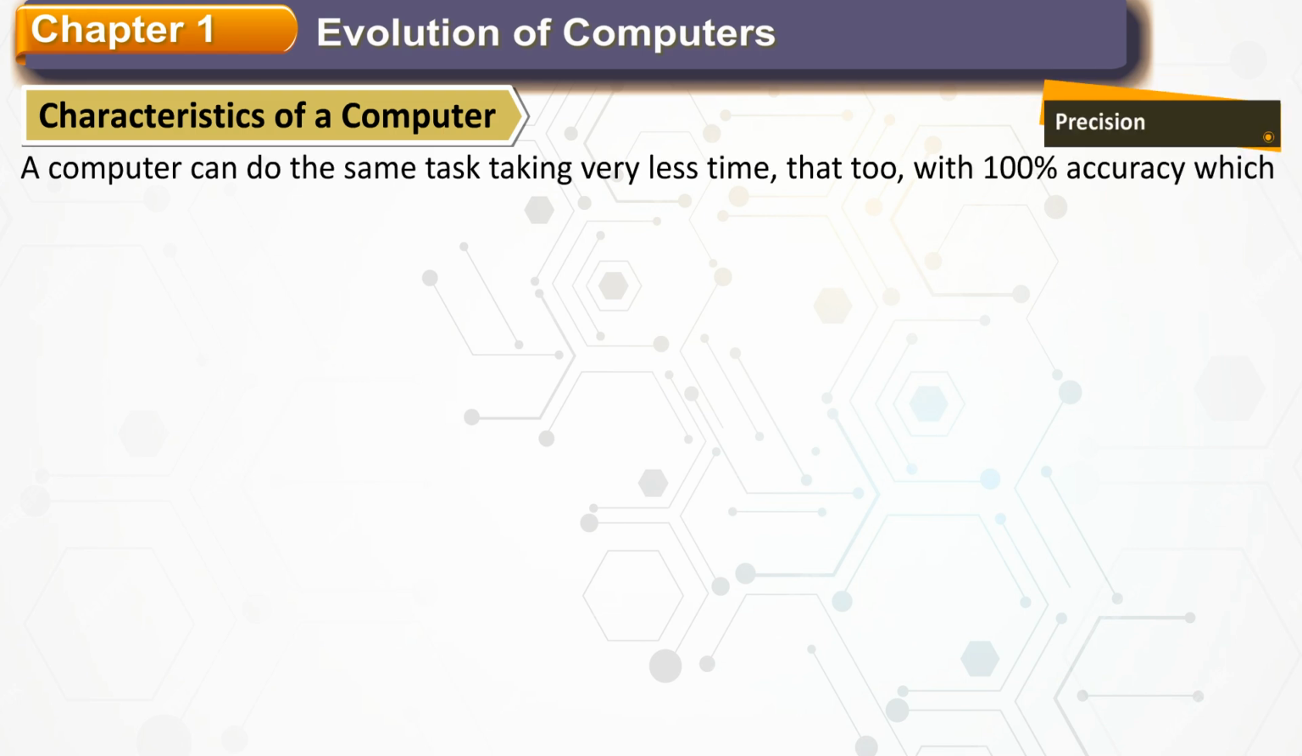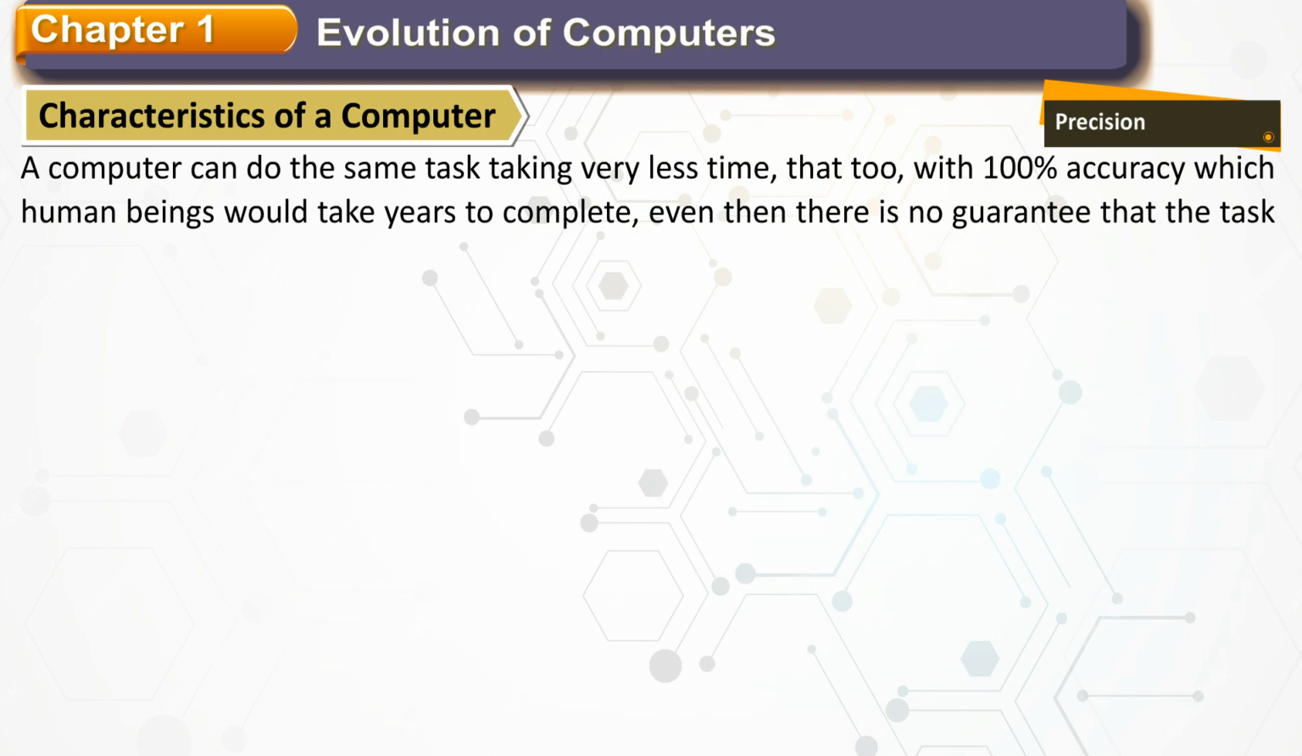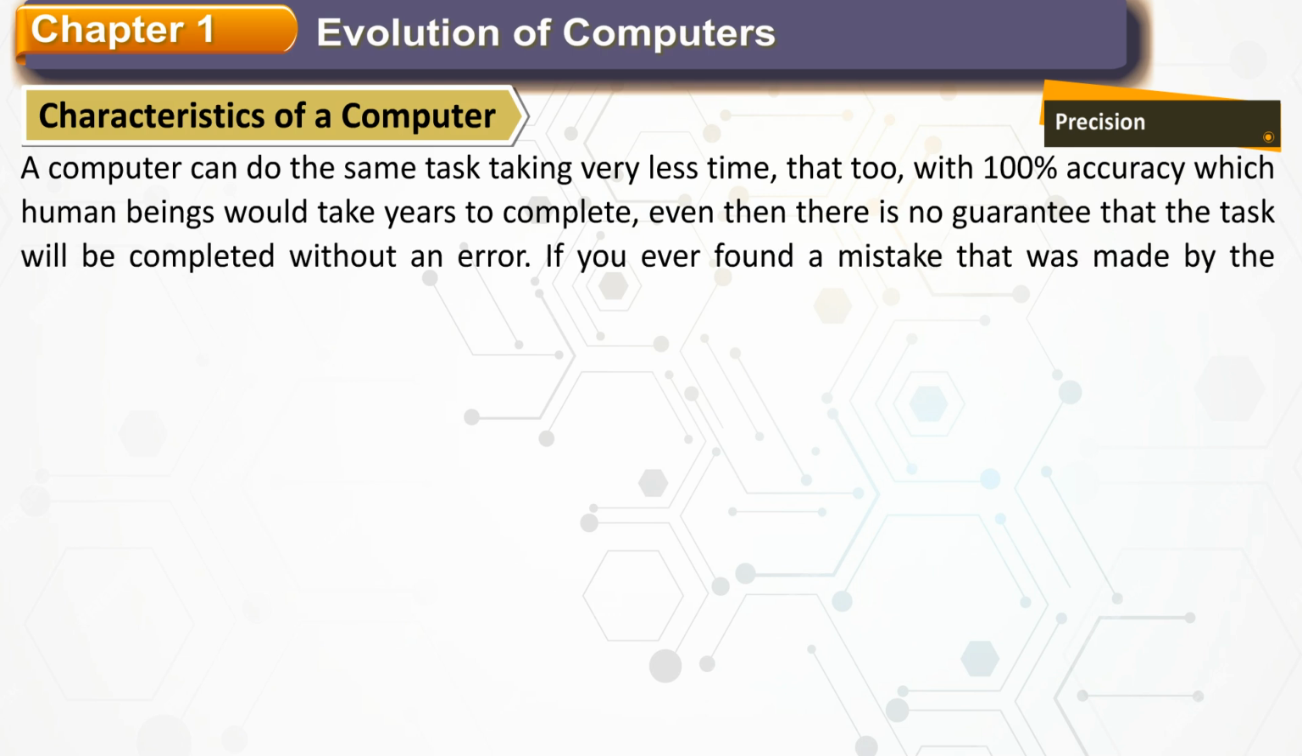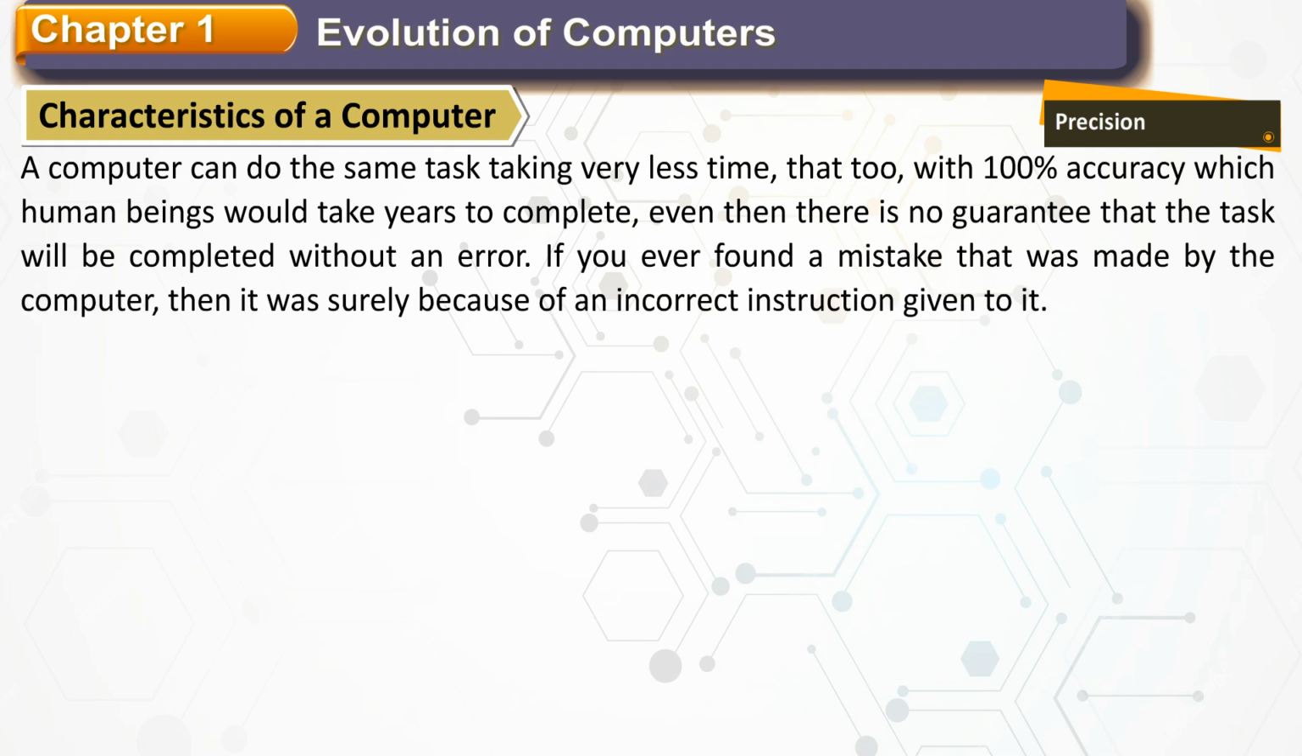Precision. A computer can do the same task taking very less time, that too, with 100% accuracy, which human beings would take years to complete. Even then there is no guarantee that the task will be completed without an error. If you ever found a mistake that was made by the computer, then it was surely because of an incorrect instruction given to it. Remember, a computer never makes a mistake.